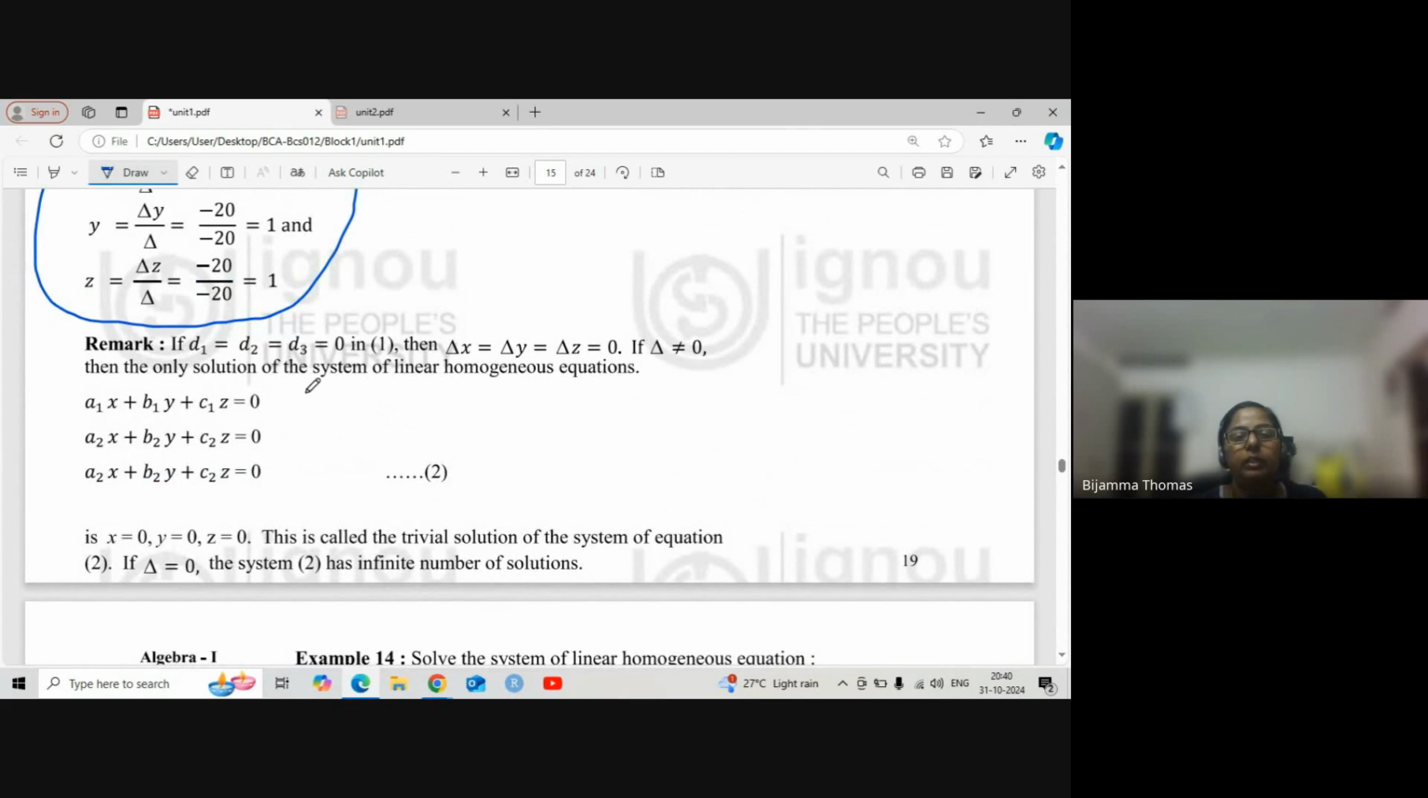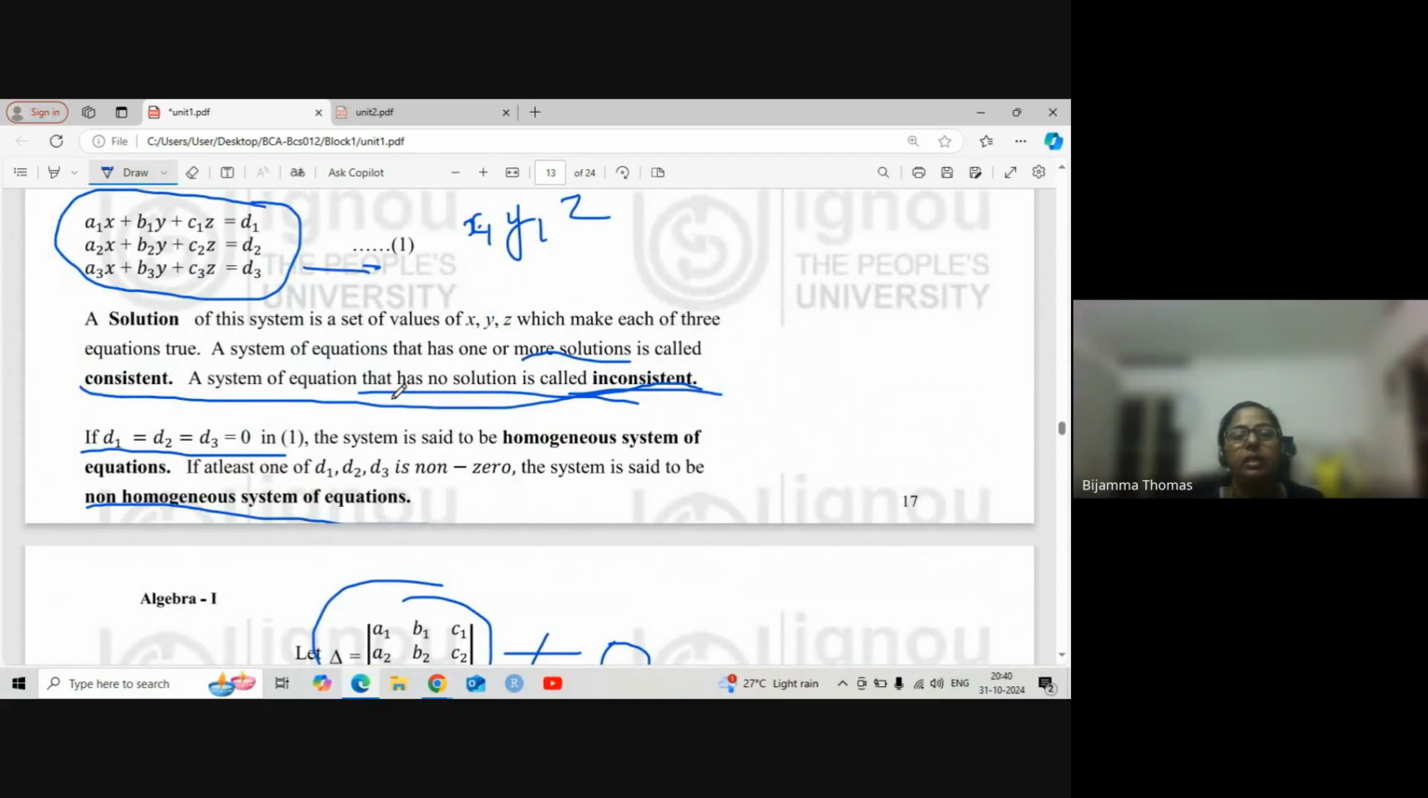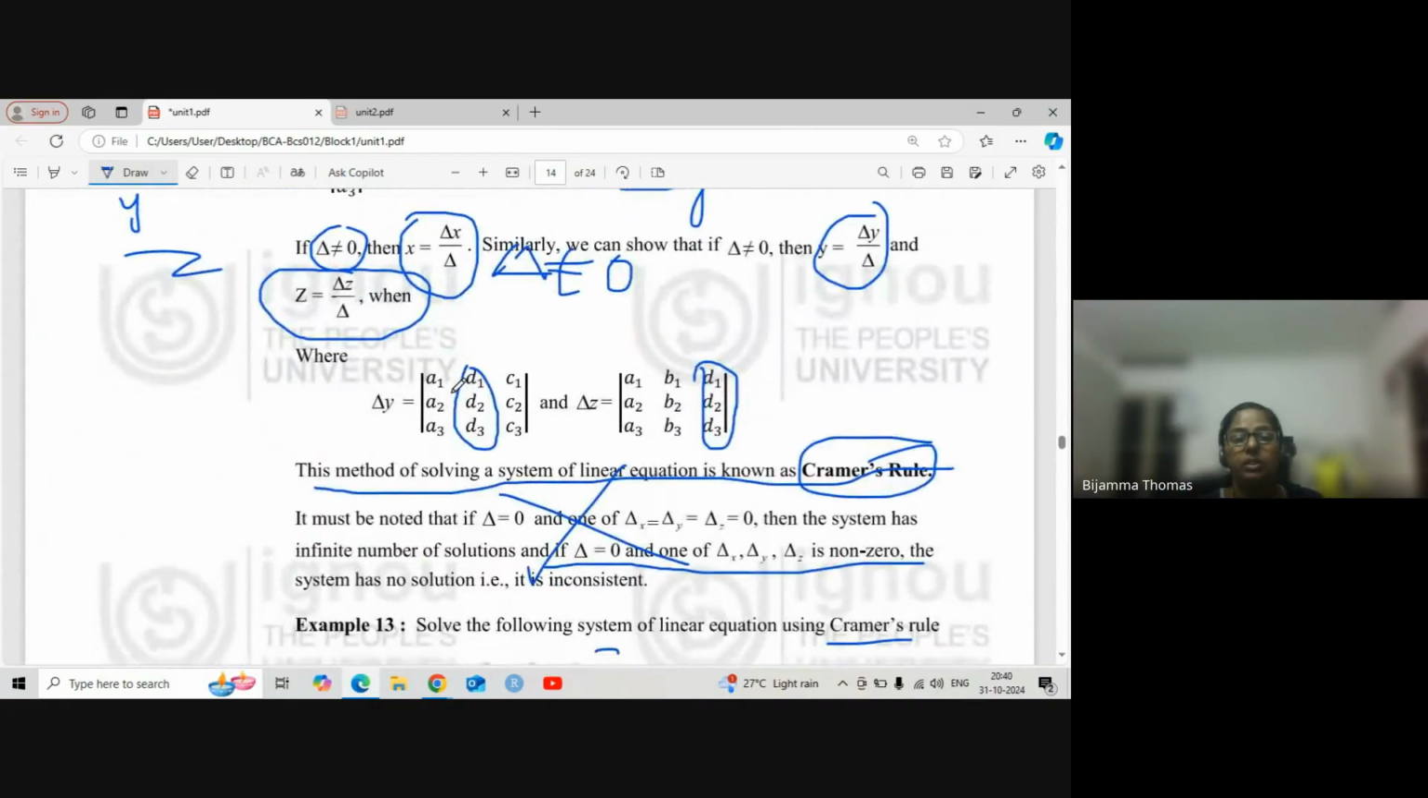Now come to, we already discussed, if all the right hand side constants are 0, we say that the system will be... When we define the linear system of equations, the system will be consistent only when there is a solution. The system will be inconsistent when there is no solution. And if all the right hand side constants are 0, then the system will be homogeneous. And if at least one of the di values, right hand side constants, is not equal to 0, we discussed that situation, right? Now come to the homogeneous system of equations.